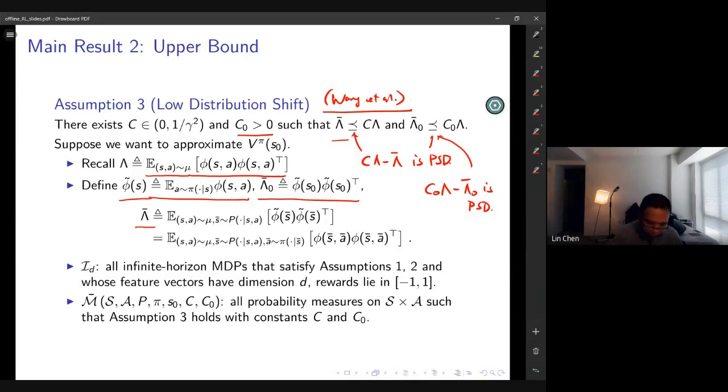Again, we use M to denote all infinite horizon MDPs that satisfy our assumptions 1 and 2, where the feature vectors have dimension d, and the rewards lie in -1 to 1. And we use M bar to denote all probability measures on S times A, such that this additional assumption 3 holds with constants C and C0.